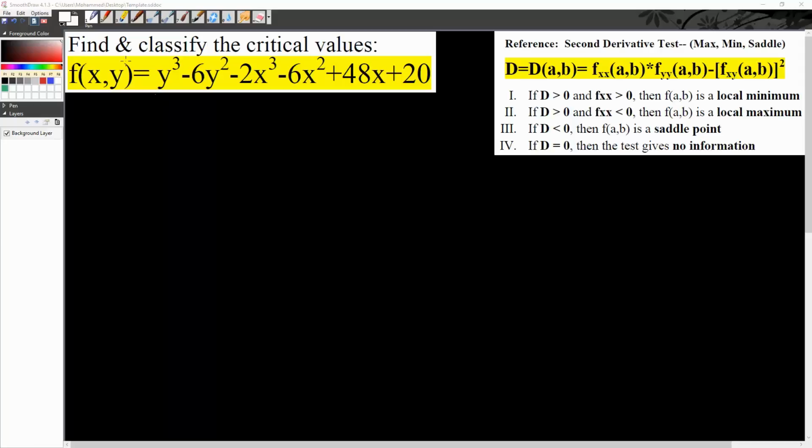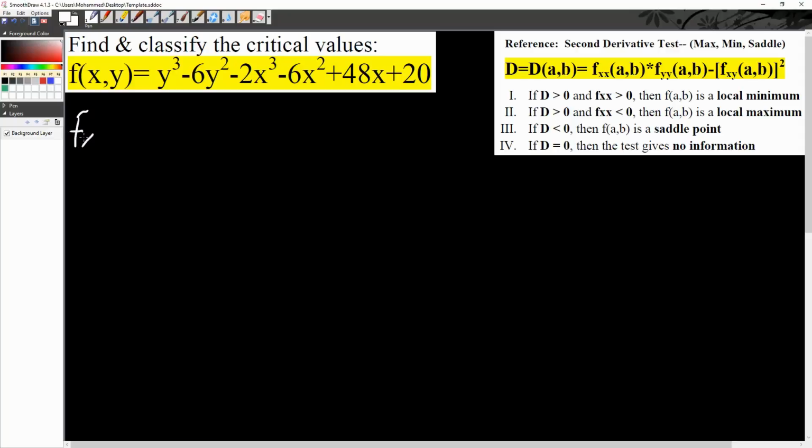Okay, in this video we want to find and classify the critical values for f(x, y) equals y cubed minus 6y squared minus 2x cubed minus 6x squared plus 48x plus 20. In the last two videos we went over the reference table for the second derivative test, which we will be using to solve this problem. So let's get started. The first thing we want to do is get the first partial derivatives in terms of x and y.